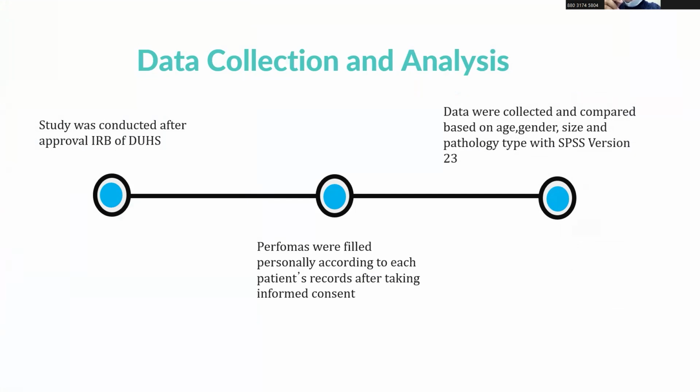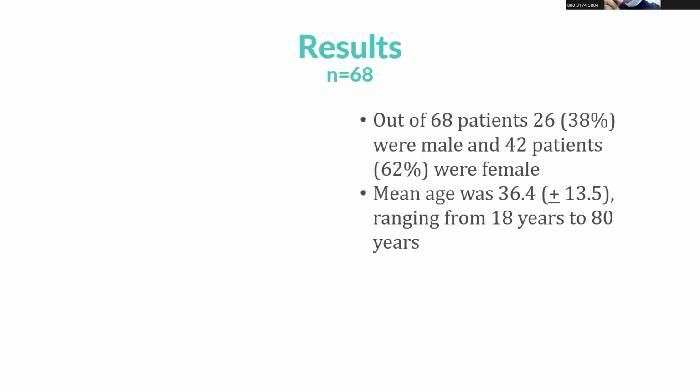About data collection and analysis, the study was conducted after approval of the IRB of DUHS. Each proforma was filled personally according to each patient's records after taking informed consent. Data was collected and compared based on age, gender, size, and pathological type with SPSS version 23. About results, out of 68 patients, 26 were male and 42 were female. The mean age of presentation was 36.4, ranging between 18 and 80.